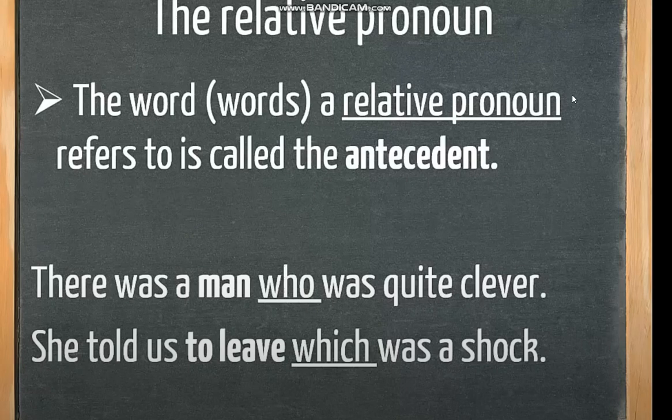Like here, there was a man who was quite clever. So who is referring to a man? So a man is the antecedent. She told us to leave, which was a shock. So to leave is the antecedent, where which is referring to leave. Is that clear, students? So whatever is being referred to is known as the antecedent. So whichever or whatever word is being referred to by a relative pronoun is known as the antecedent. I repeat, students, whatever is being referred to by the relative pronoun is known as the antecedent.